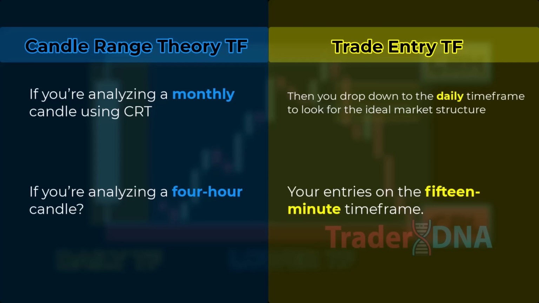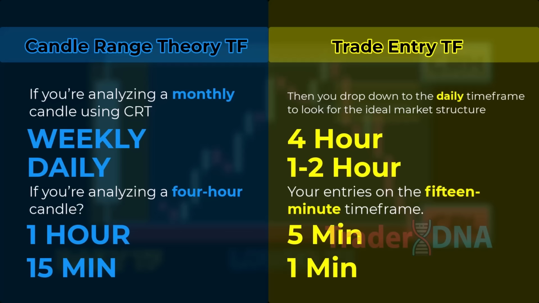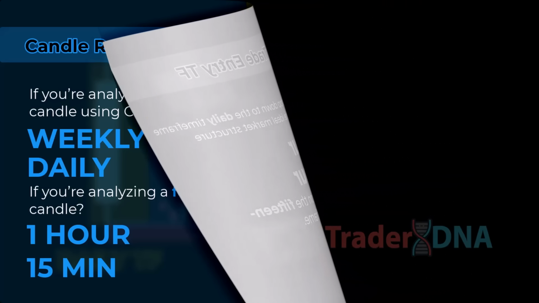Higher time frame defines direction and range. Lower time frame confirms structure and execution. That alignment, that precision is what separates random entries from calculated setups. Define high, define low, drop down, confirm structure, execute with intent.